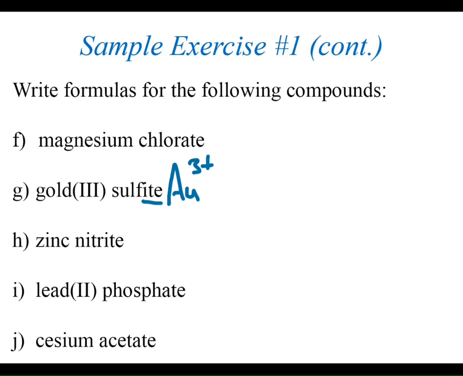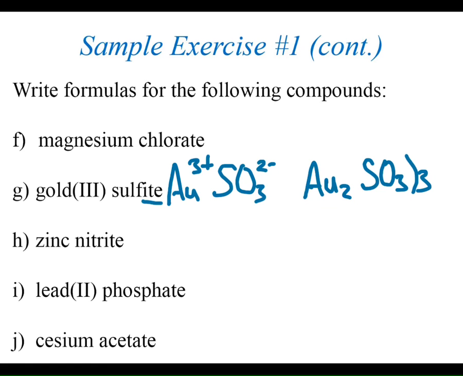Sulfite. Ite means lost an oxygen. So sulfate is SO4 2 negative, so this must be SO3 2 negative. What's the least common multiple of 3 and 2? 6. So to have a 6 on the gold, I need 2 of them. To have a 6 on the sulfite, I need 3 of them. But of course, don't forget, put it in parentheses.